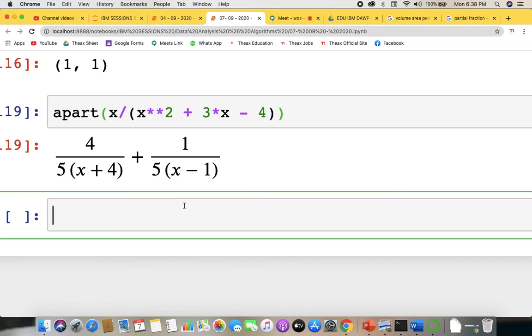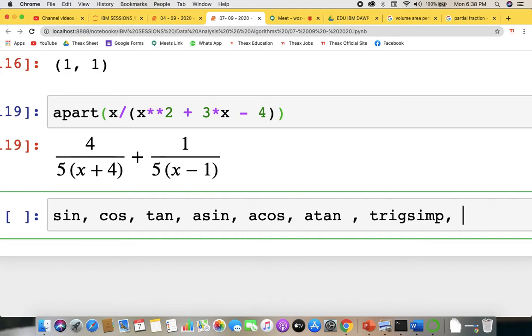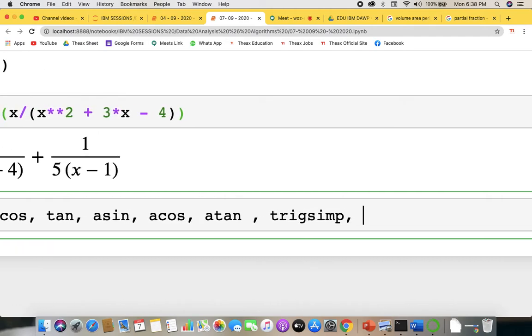Moving next, coming up to the trigonometric part, right? We have six ratios: sine, cos, tan, asin, acos, atan. We use these things here to find out the values. And we use one function to simplify any trigonometric identities. So to simplify the expressions of trigonometric identities, you use trigsimp.